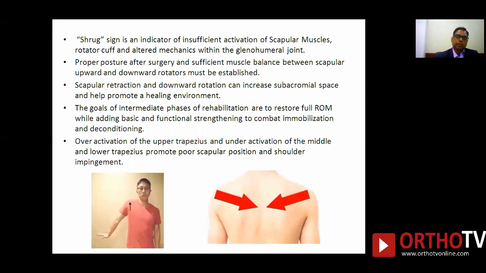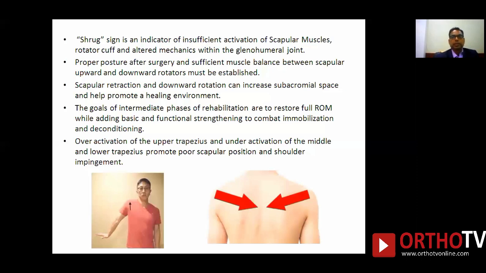So in the early stage of physiotherapy, we should start with the scapular retraction and downward rotation, and that not only improves the scapular balance but also increases the subacromial space and helps promote the healing environment. In the intermediate stage, the goals of the rehabilitation are to achieve the full range of motion while adding basic and functional strengthening to combat the immobilization and deconditioning.